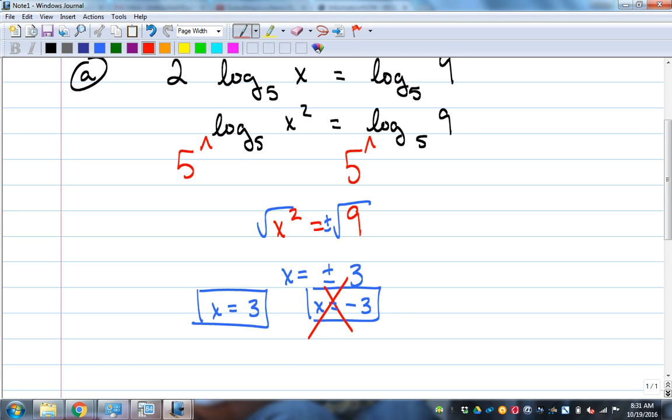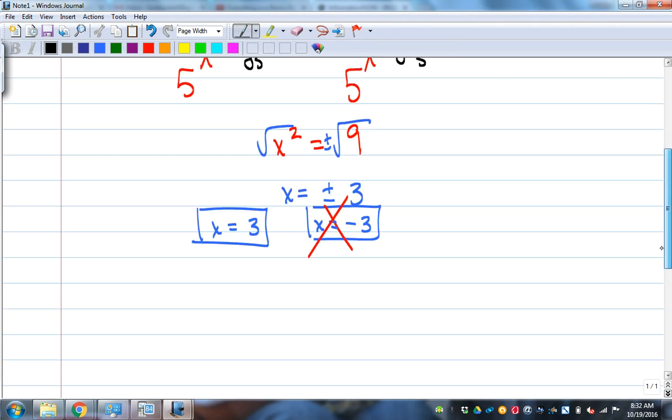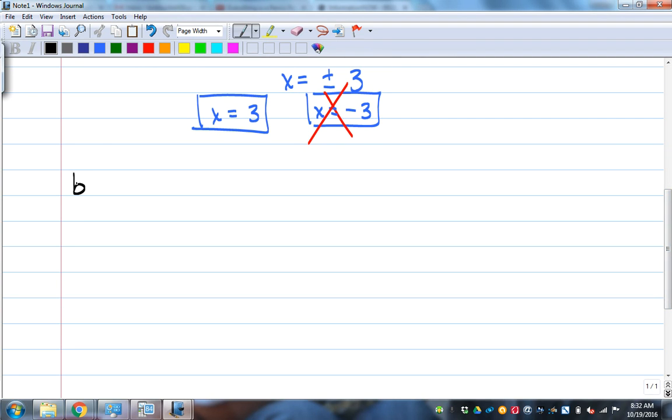Now, does that mean you're always going to throw out the negative answer? No. Most of the time you will, but you won't always. So don't just say, oh, it's a negative answer, I'm throwing it out automatically. That's not going to happen every time, but it does happen quite a bit. So it's very common for that to happen.